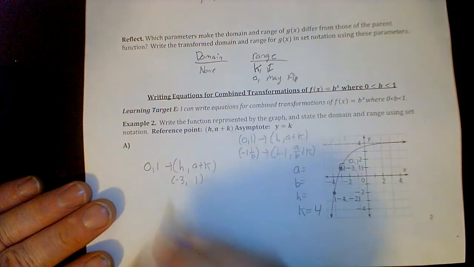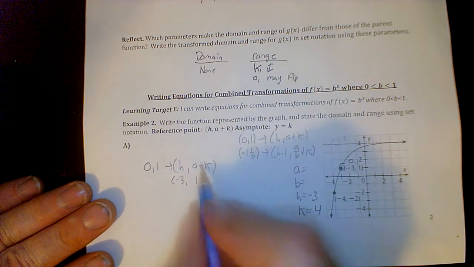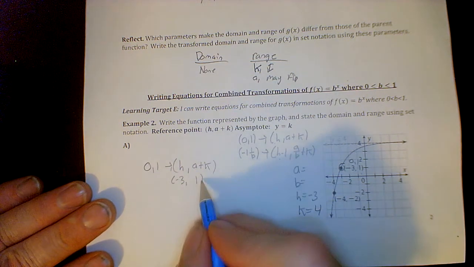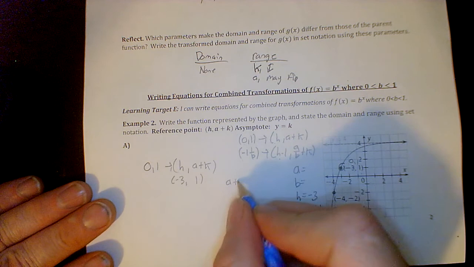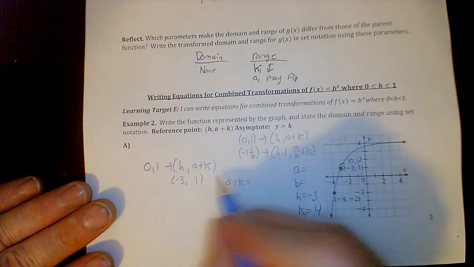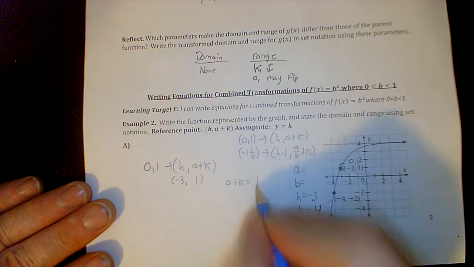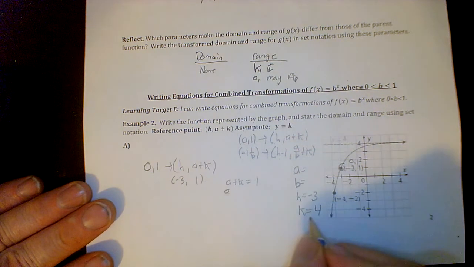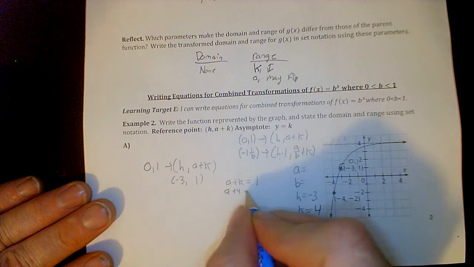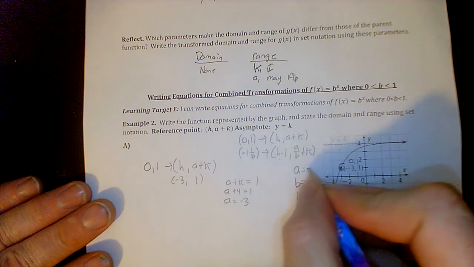Done. So I already know my H, don't I? H is negative 3. And I can pretty much figure out my A. So look, A plus K, we'll write that right here. A plus K is equal to whatever value that is. Let's find it: 1. So we know that A plus 4 equals 1. We subtract 4 and we get A equals negative 3.